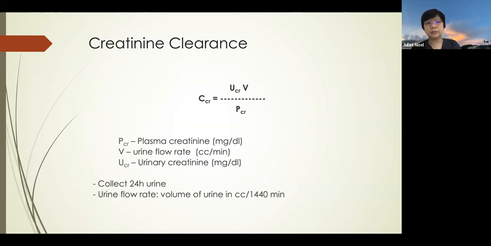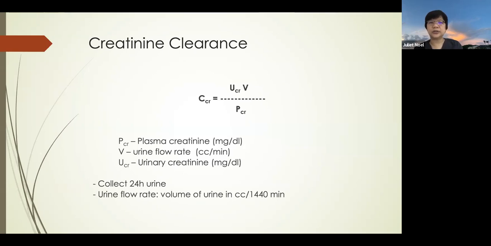So how do we measure creatinine clearance? Using a 24-hour urine collection for creatinine clearance is a little tedious thing to do. First, you instruct the patient to void first thing in the morning and take note of the time. If they voided at 7 in the morning, they take note of the time, but the first urine should be discarded. Then the succeeding urine thereafter should be collected, every single drop, until the following day.